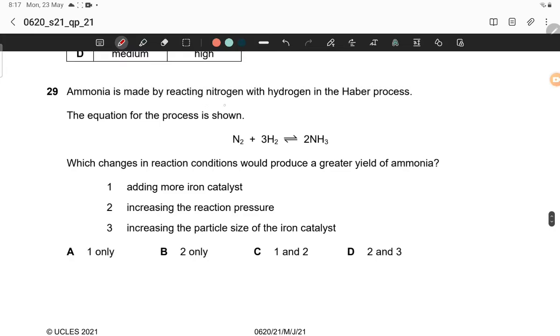Ammonia is made by reacting nitrogen with hydrogen in the Haber process. The equation for the process is shown. Which changes in reaction conditions would produce a greater yield of ammonia? Adding more iron catalyst does not affect the yield.